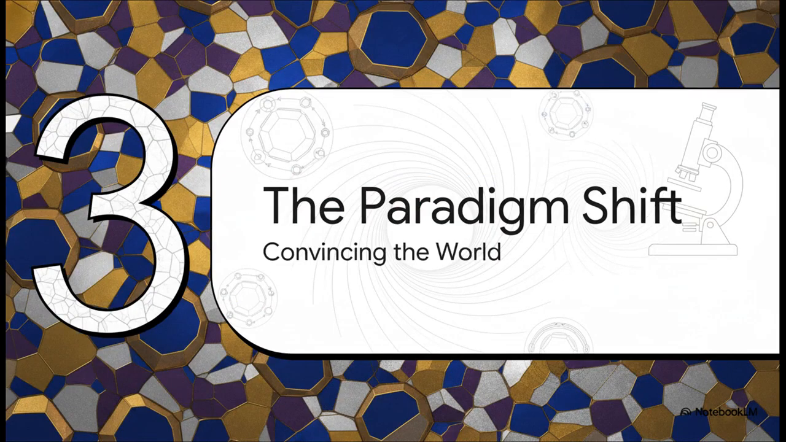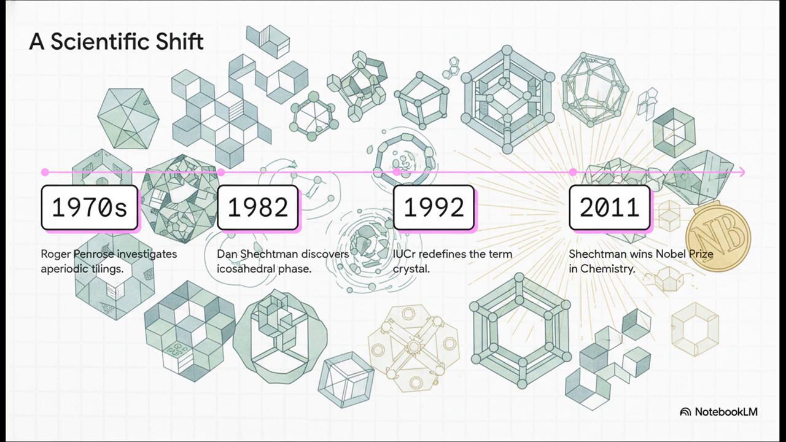Which brings us to part 3, the scientific paradigm shift. Even with the math starting to align, Dan Shechtman still faced a massive hurdle. He had to convince a deeply, aggressively skeptical scientific community. And let me tell you, this was not an overnight success story. After his 1982 discovery, Shechtman faced such intense backlash that his lab director actually handed him a basic crystallography textbook and asked him to leave the research group.